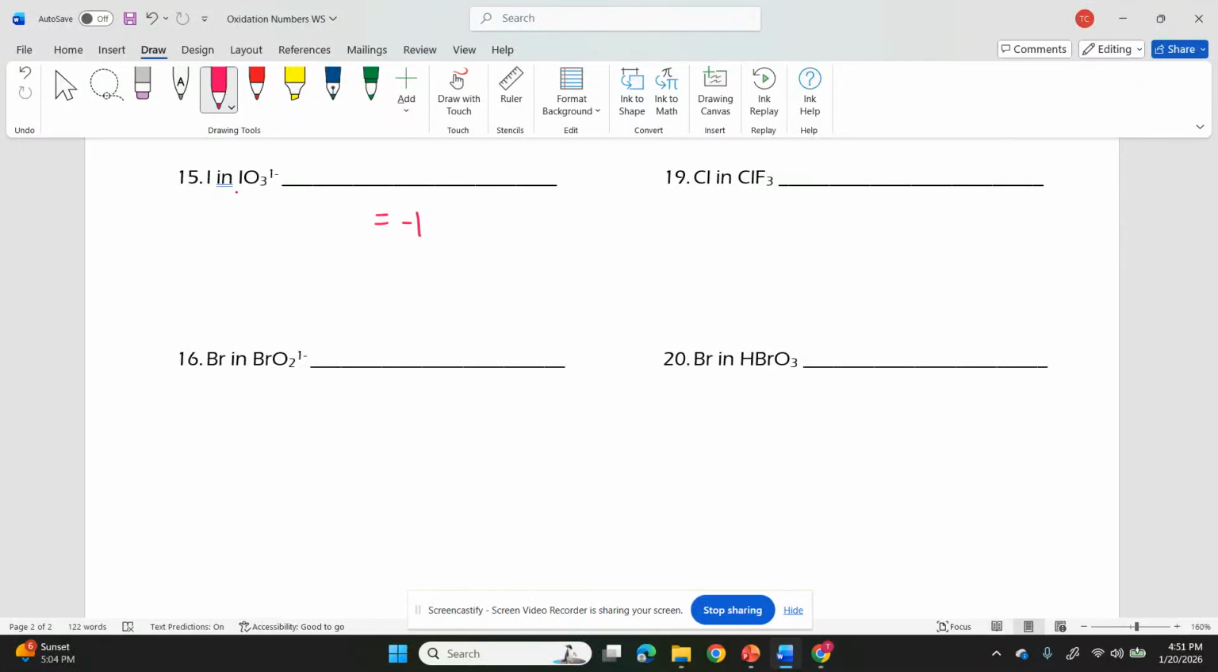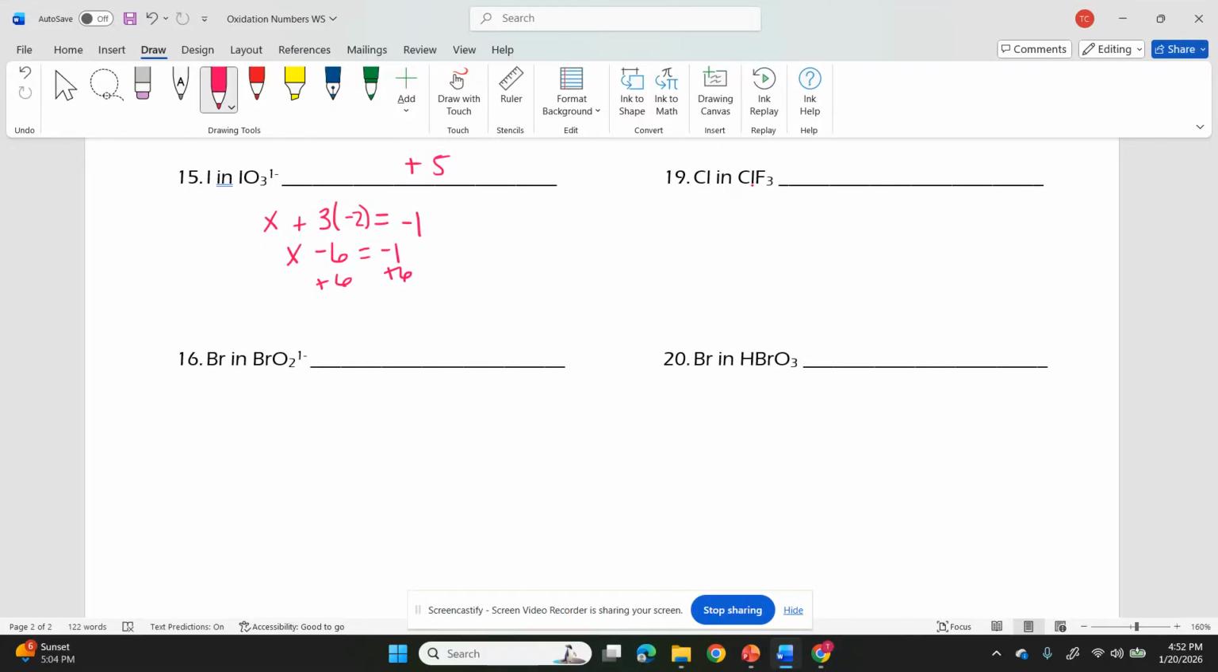However, rule number 8 says halogens are -1 if no other rules apply, and unfortunately there is a rule for oxygen, so we must apply oxygen's rule first. I have 3 oxygen, and here oxygen is going to be a -2. It's not bonded to the exceptions, that's why. And then I have 1 iodine. From here we get x minus 6 equals -1, and we're going to add 6, and we end up, for number 15, getting a +5.